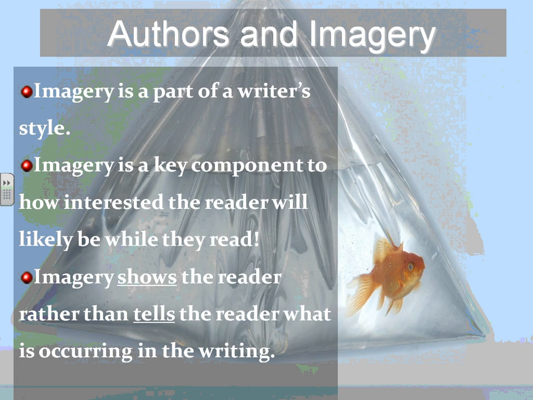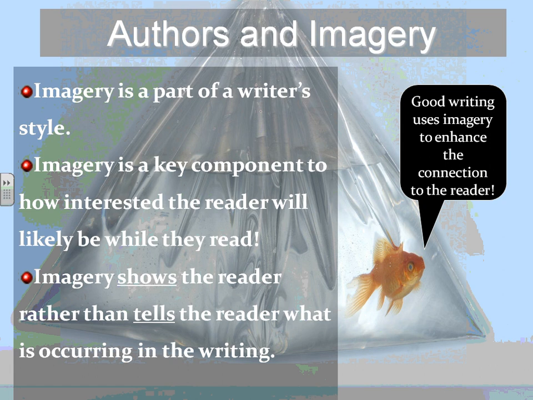So instead of simply saying that the ice cream was sweet, you might say something like, the ice cream felt cold on his tongue. The sweetness trickling down the back of his throat reminded him of a summer day. Something like that really appeals to the senses. Good writing uses imagery to enhance the connection to the reader. So the author can more effectively bring the picture of what they are trying to portray to the reader by really using vivid, descriptive language that appeals to what someone might see, hear, taste, touch, or smell were they in that situation as well.